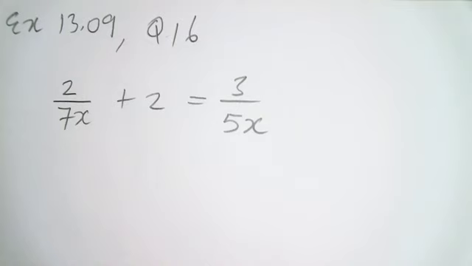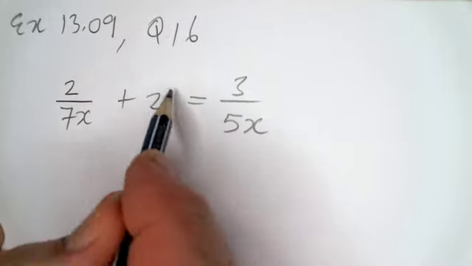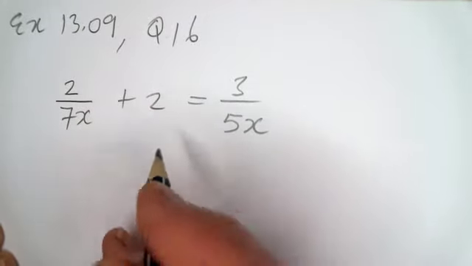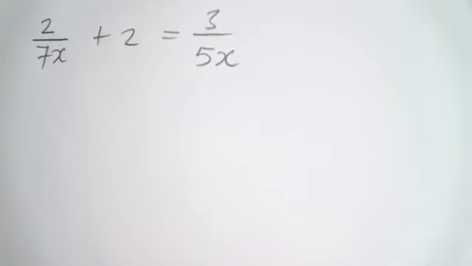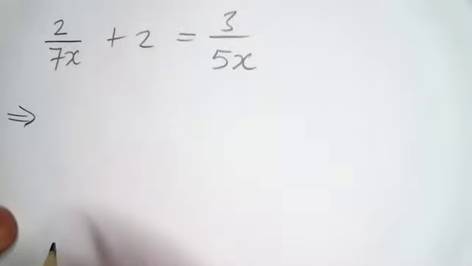Here I am taking another shot at question 16. This time I'm going to do it slightly differently. This time I'm going to resolve the left-hand side first and then cross multiply. So to resolve the left-hand side, what I'm going to do is make everything over 7x.